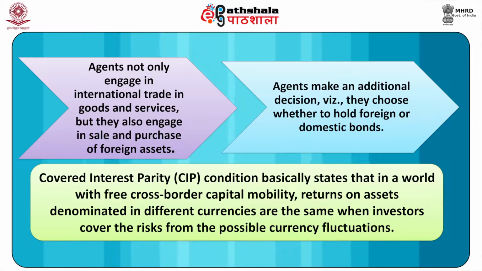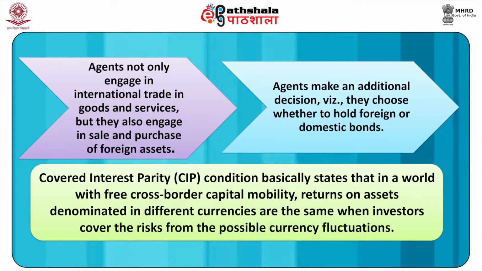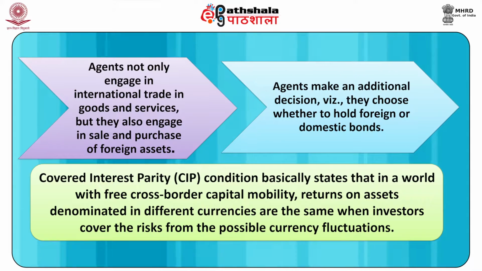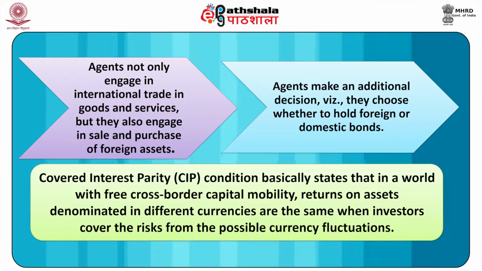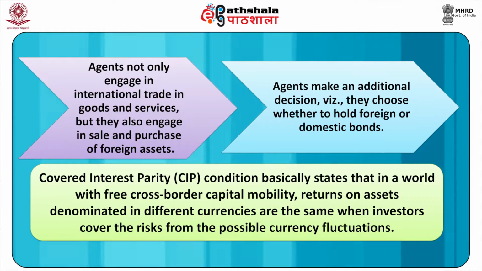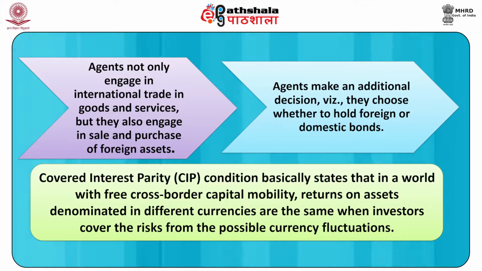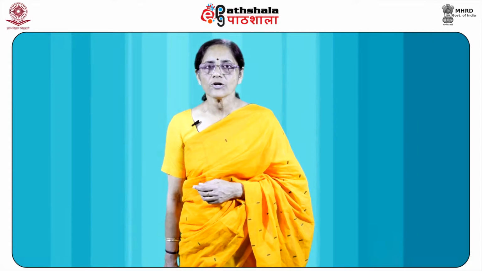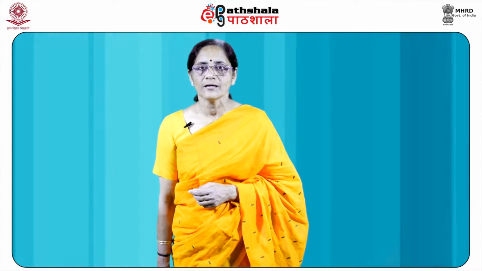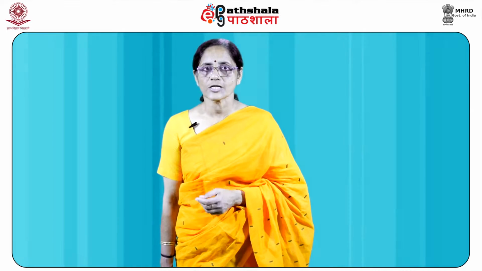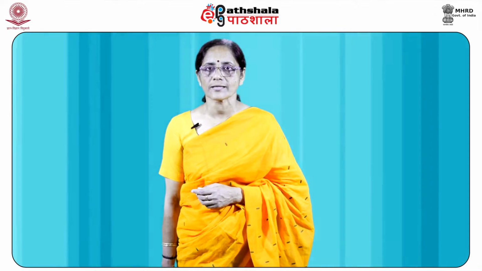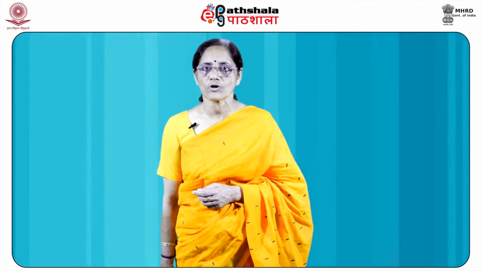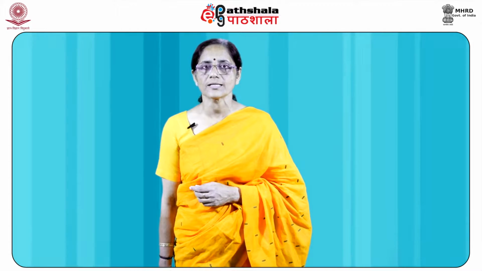The covered interest parity condition basically states that in a world with free cross-border capital mobility, returns on assets denominated in different currencies are the same when investors cover the risk from possible currency fluctuations. So, the CIP is essentially a risk-free arbitrage condition. Think of an investor purchasing a foreign asset. He has to buy dollars in exchange for rupees at the spot exchange rate to pay for the asset. At maturity, the investor will then sell dollars to convert his dollar earnings into rupees.